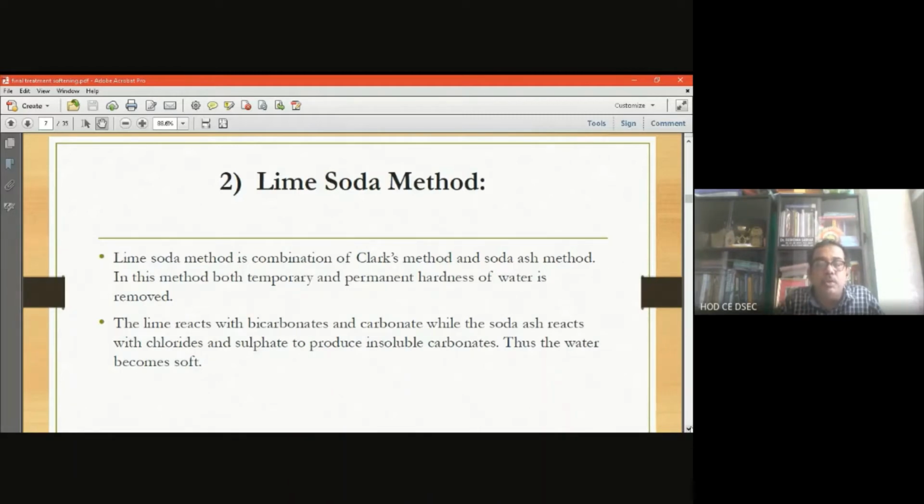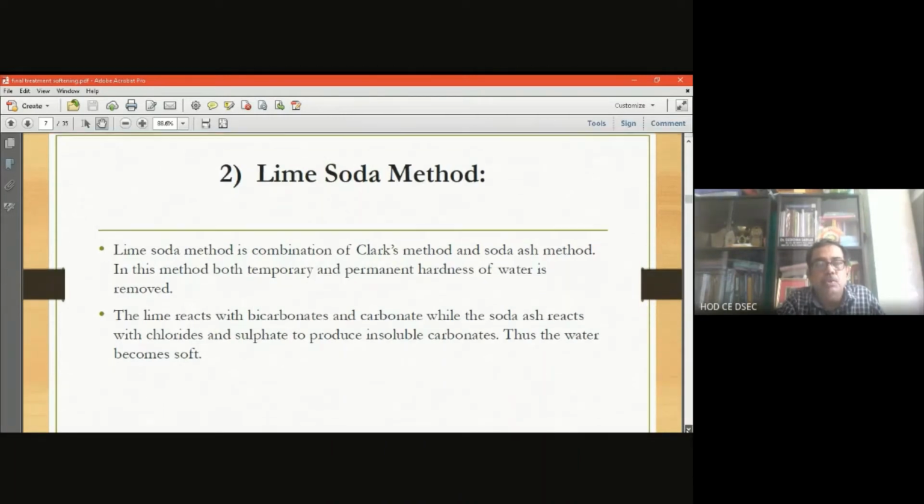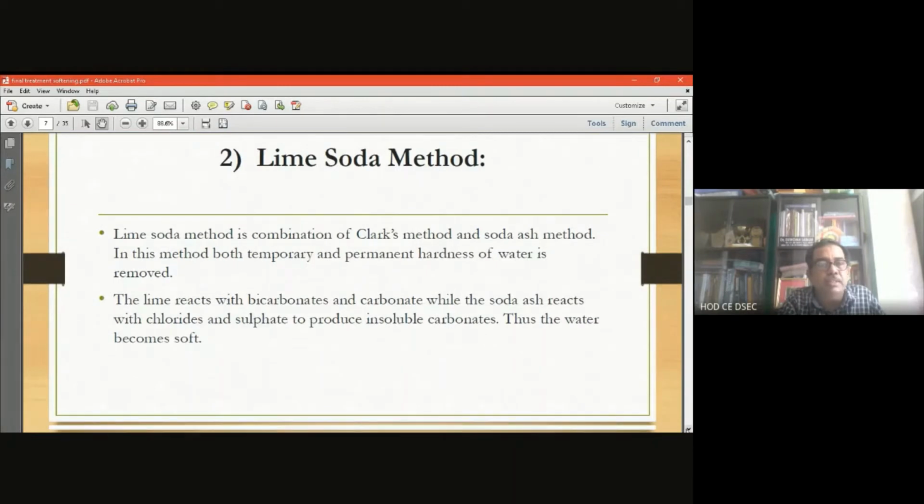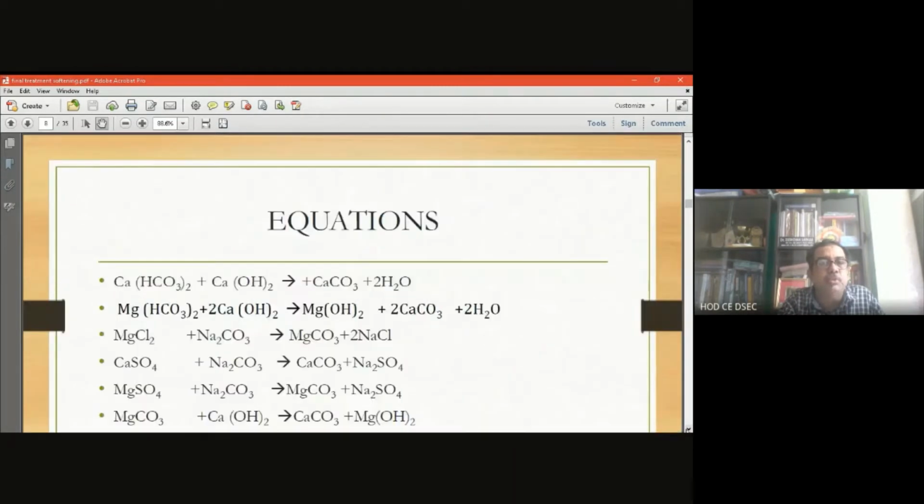That reacts with the soda to form the insoluble carbonates, and the water becomes soft. Let us see the reactions, how it is being formed and how it is being precipitated. So these are the chemical processes, the chemical reactions. Now you see, when I am adding the lime, that is the calcium hydroxide, it reacts with the temporary hardness, that is the calcium bicarbonate.